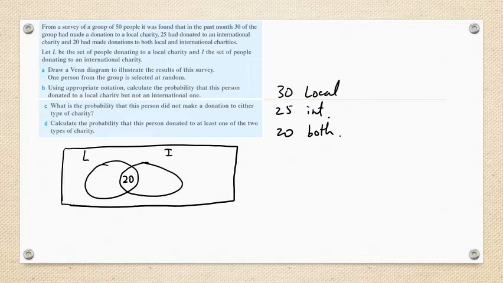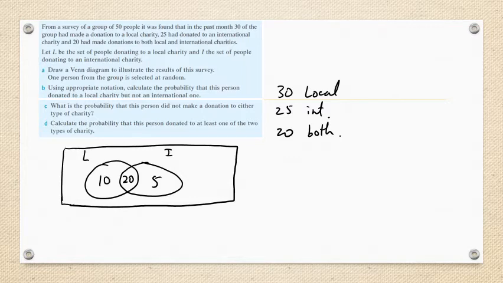Okay, when it says international, it doesn't specify that it's just international. That means they could have donated for local as well, which then means this: we have 20 for both, and we have 25 for international. If you think about it, there's 25 for international. Some of them, or most of them, would have donated for both, so you must have 5 left for just international. And this will be similar for local. You have 20 for both, 30 for local. That means you should have 10 left.